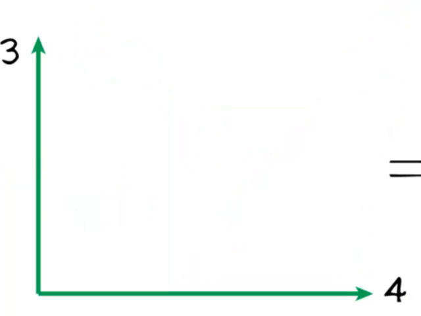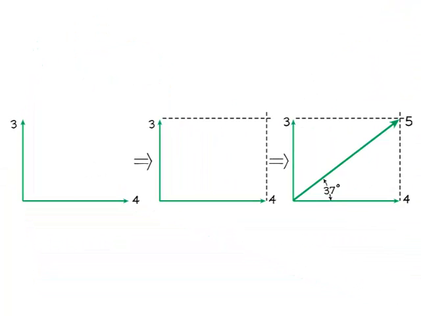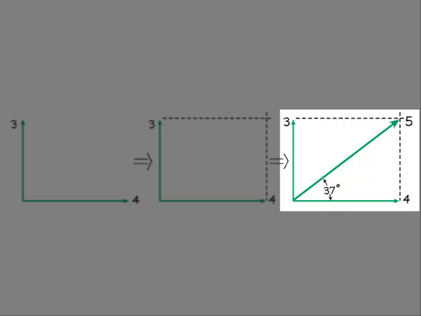The 3-unit and 4-unit vectors at right angles add to produce a resultant vector of 5 units at 37 degrees from the horizontal.